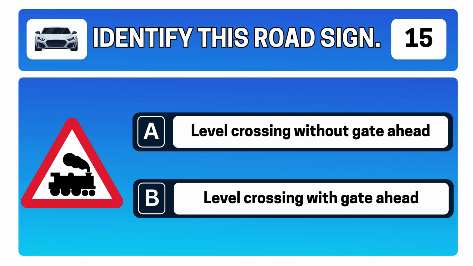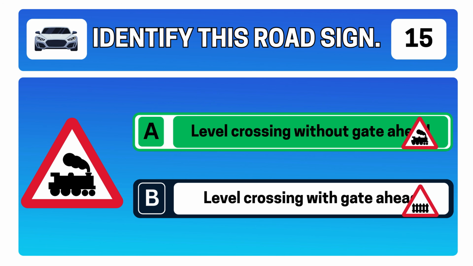Identify this road sign. A. Level crossing without gate ahead. B. Level crossing with gate ahead. Correct. It is the level crossing without gate ahead sign.